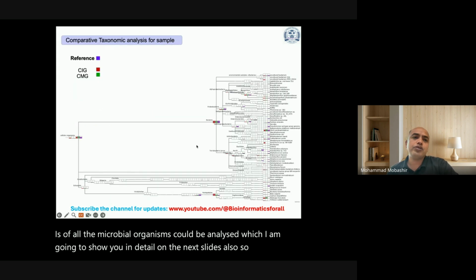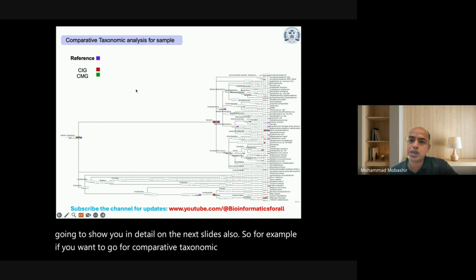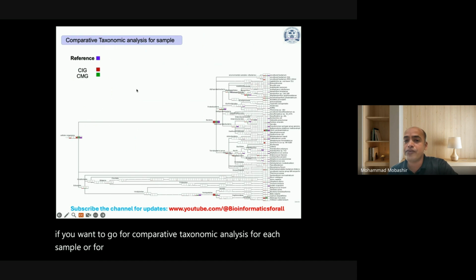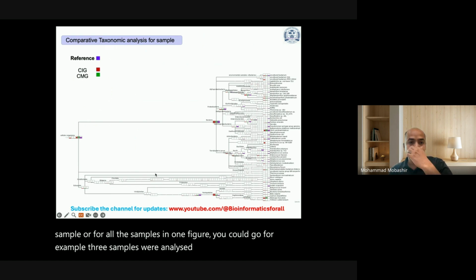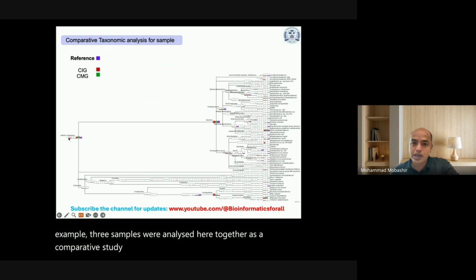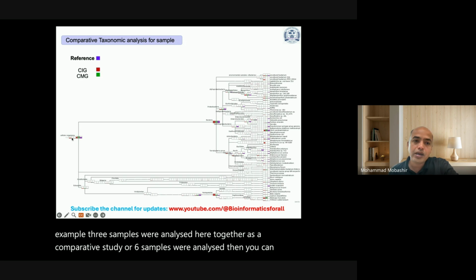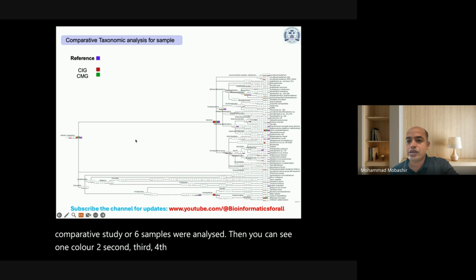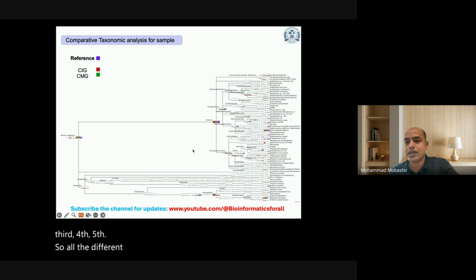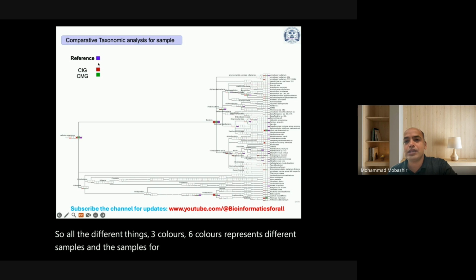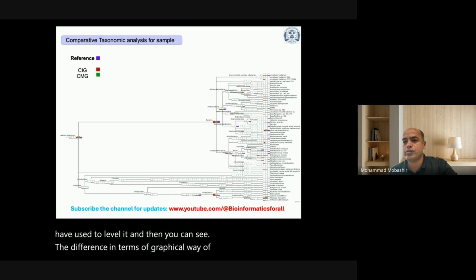So for example, if you want to go for comparative taxonomic analysis for each sample or for all the samples in one figure, you could. For example, 3 samples were analyzed here together as a comparative study, or 6 samples were analyzed. Then you can see one color, second, third, fourth, fifth, sixth. So 3 colors, 6 colors, represent different samples. And these are the colors which I have used to label them. And then you can see the difference in a graphical representation at phylum, genus, or species level.